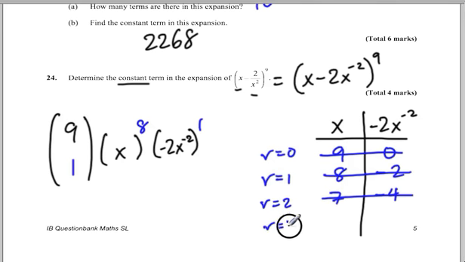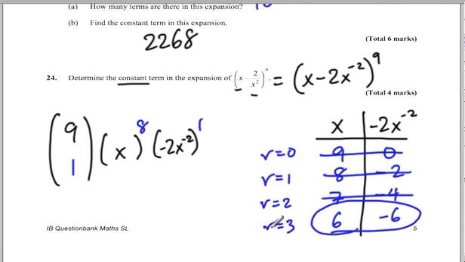Let's do r equals 3. We know it's going to drop by 1, so this is going to be 6. This is going to be negative 6, and boom, it drops by 2. So this is exactly what we want. We want r equals 3. So that's going to be 3, and that's going to be 6, because 6 plus 3 must equal 9. So if I do this here, 9 choose 3 is 84.